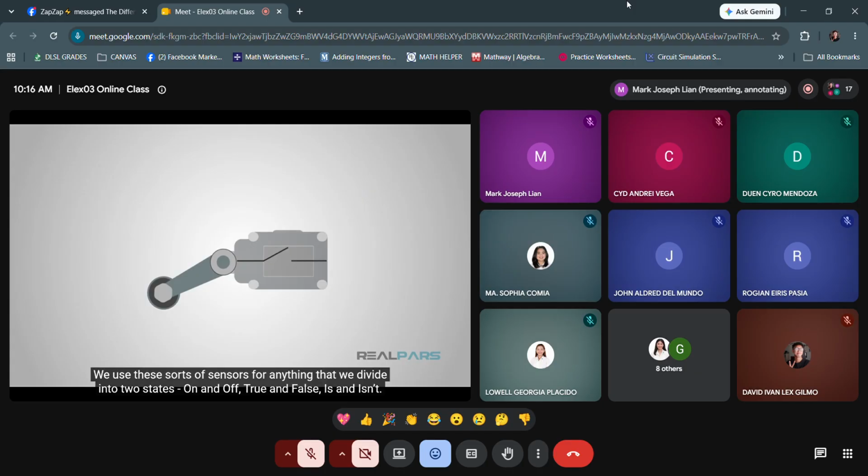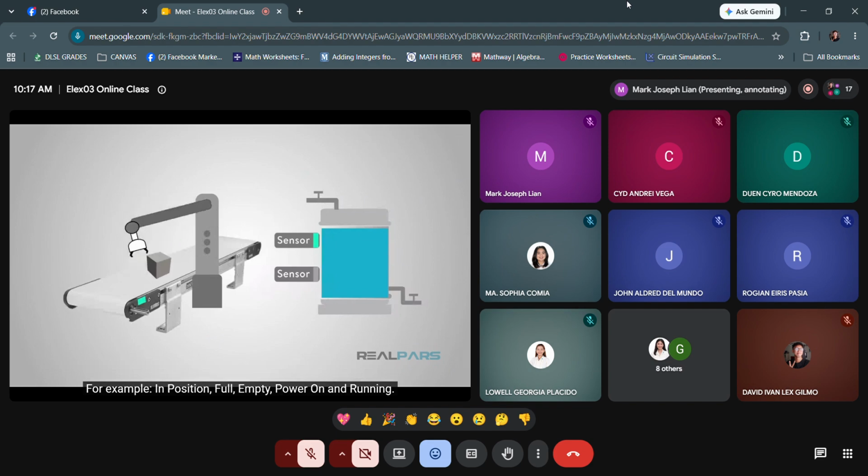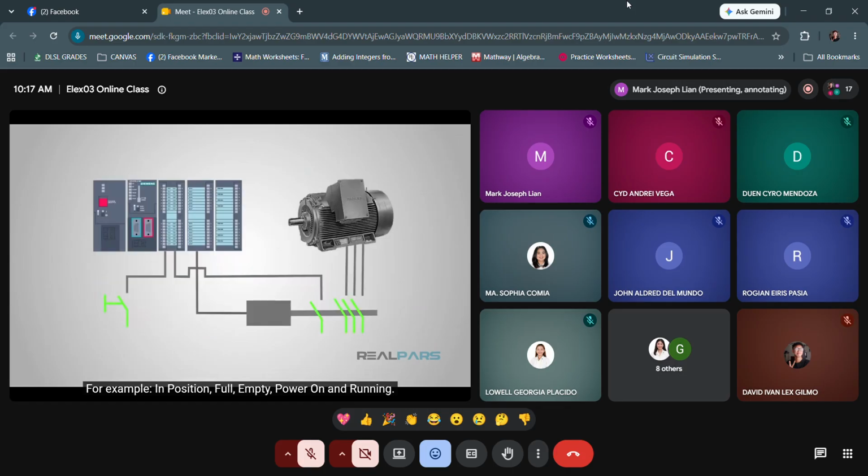We use these sorts of sensors for anything that we divide into two states: on and off, true and false, is and isn't. For example, in position, full, empty, power on, and running.